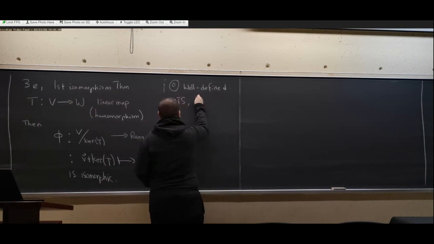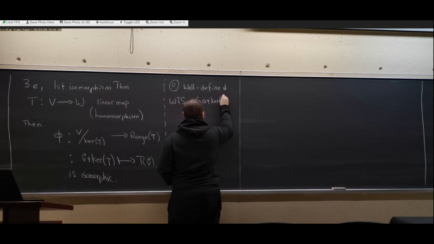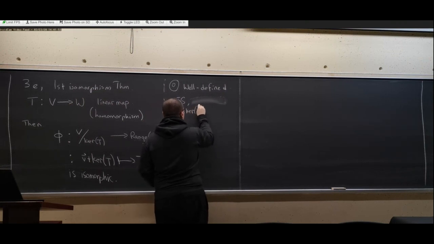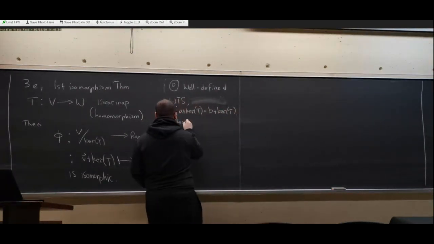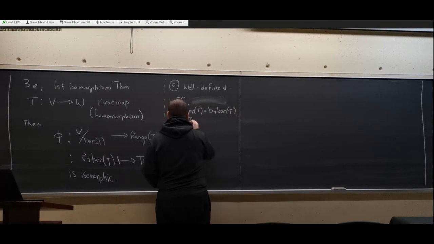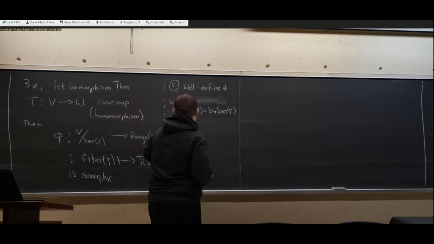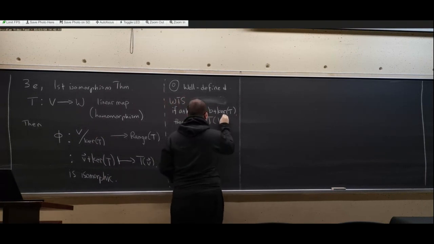if A plus kernel of T equals to, I don't have enough space on this line. So if A plus kernel of T equals to B plus kernel of T, right, then T of A, the result of this mapping, equals to T of B.